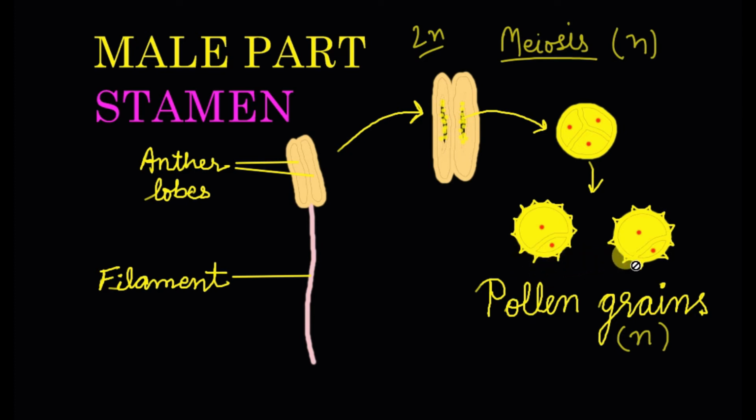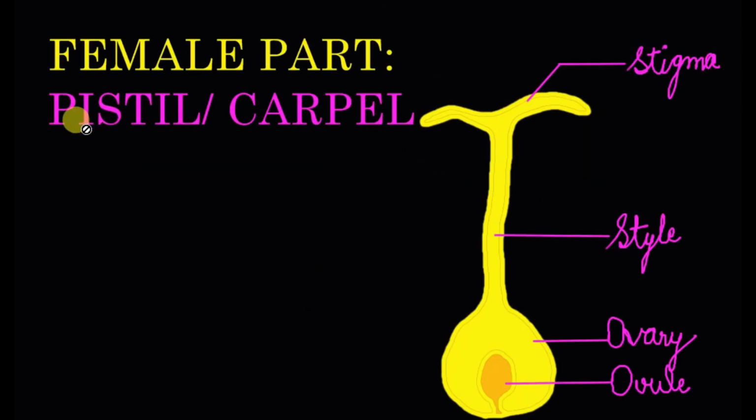These pollen grains are the structures which reach the female part and then they produce the male gamete or the male germ cell. Now let's have a look at the female part also. This is the female part known as pistil or carpel. The anterior part of the pistil is known as the stigma. It is sticky or hairy. Why?